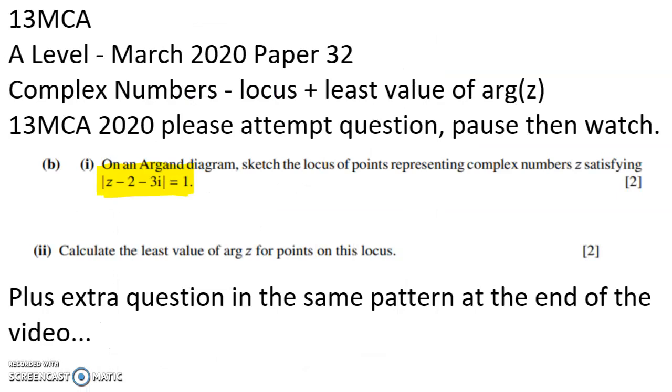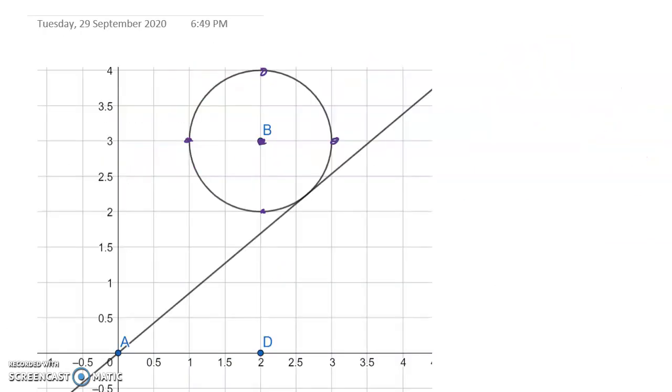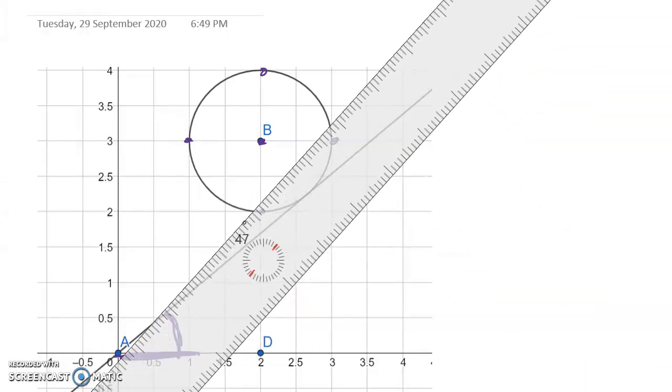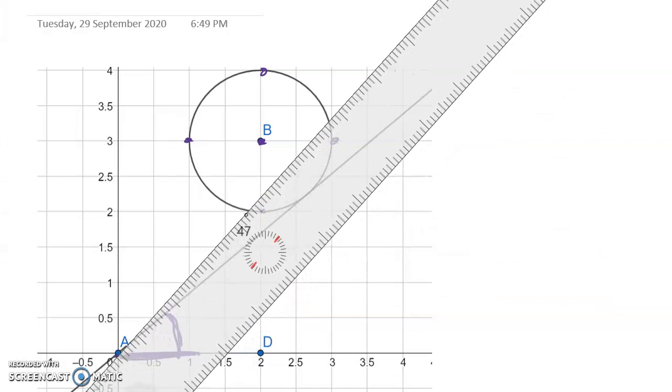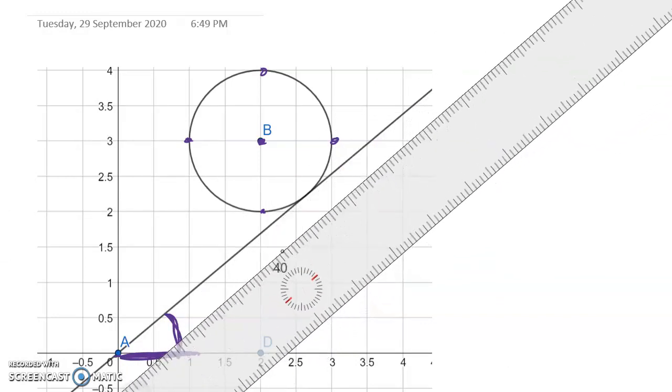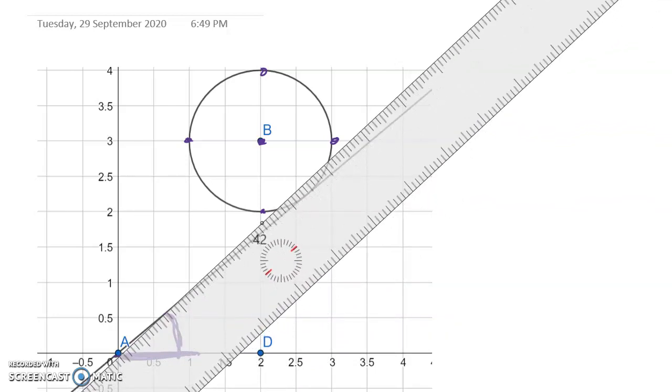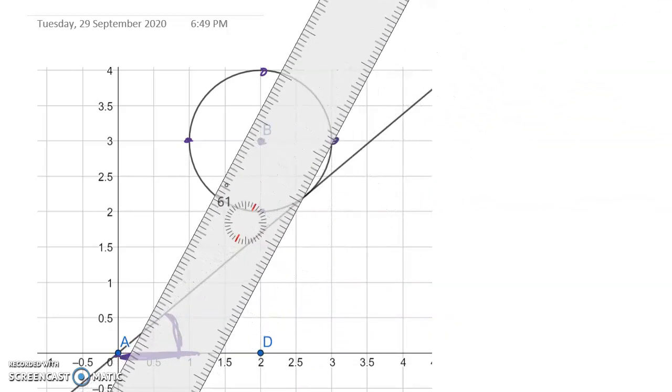We have to figure out the least value of arg z for points on this locus. So remember that arg z means what is the angle that's being made by the positive direction of the x-axis with any point on that circle. So if we start off, you might not see straight away that it's going to be where the line between the origin and the locus forms a tangent, but it will, right? Because we want the lowest value.